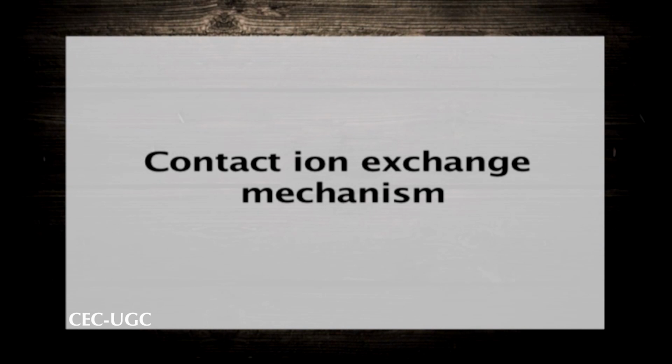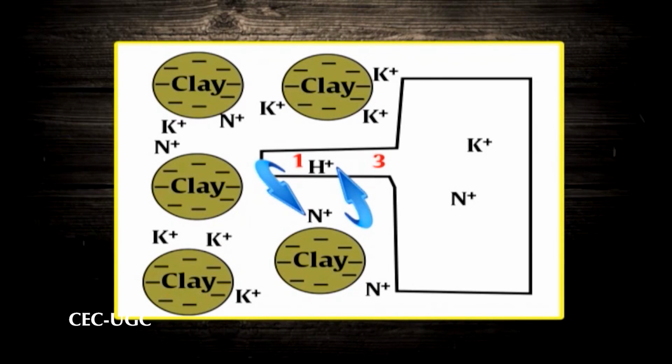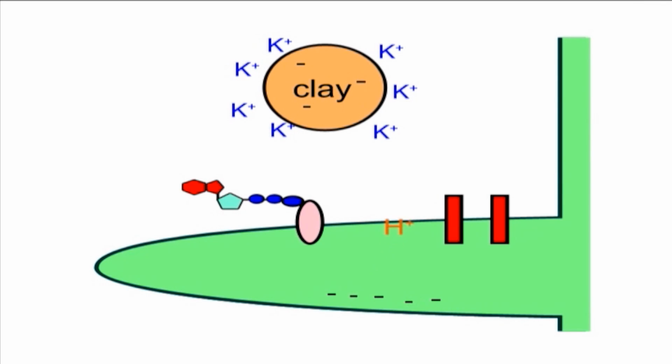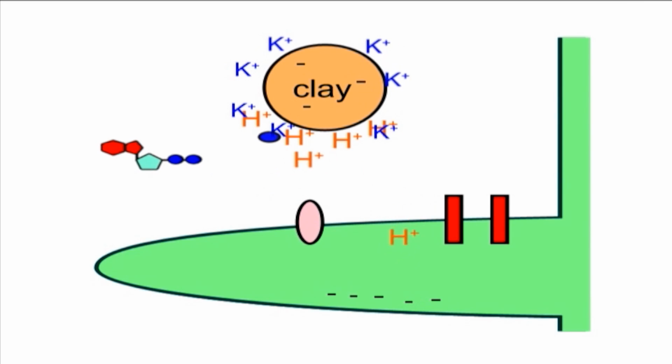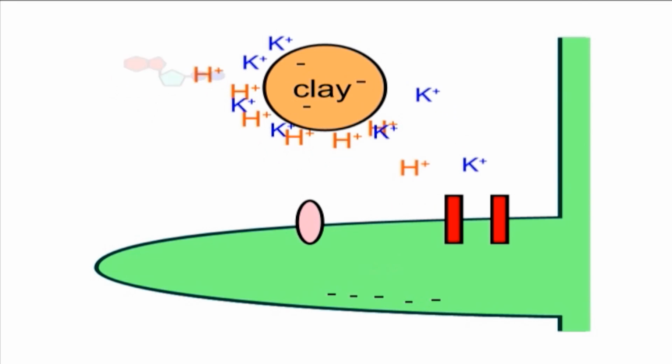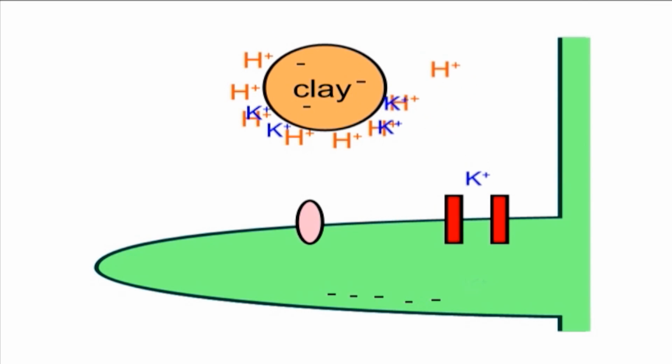Now, let us discuss contact ion exchange mechanism first. Plant roots are in contact with soil clay particulates which have colloidal dimensions. Plant cells which are living secrete hydrogen ions which are positively charged. Such ions can easily displace cations like potassium and sodium ions that are bound to clay particulates. Thus, the cations are made available for the root system to absorb the required ion.